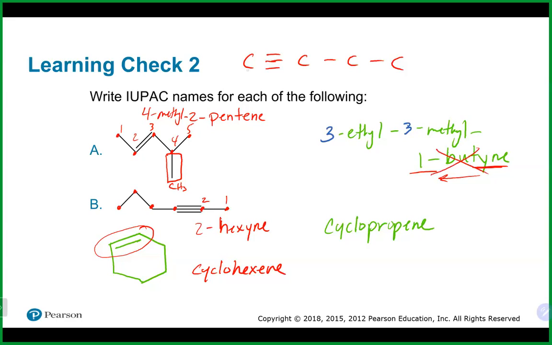Now, since obviously I called this guy here on the left number 1, number 3 would go here. I would have an ethyl group, which is really a 2-carbon group. And also at number 3, I would have a methyl group, which is also a 1-carbon group. I guess that worked out much better than my original one, I think.